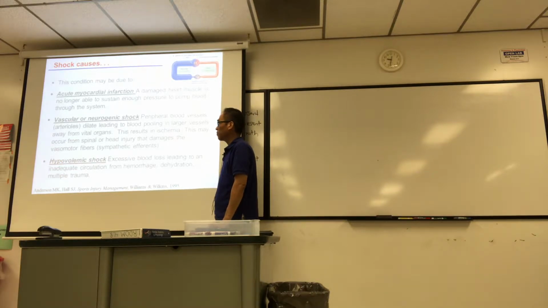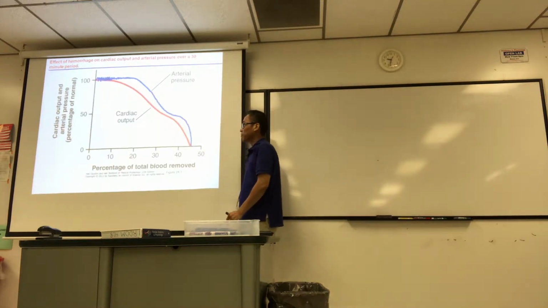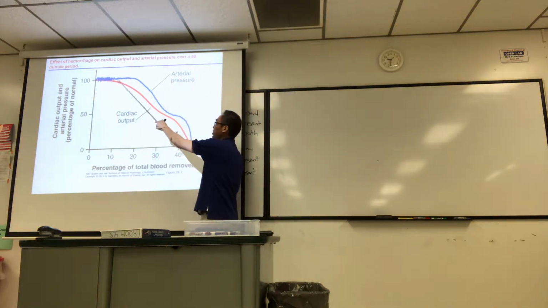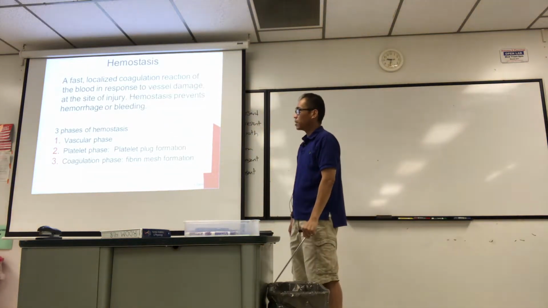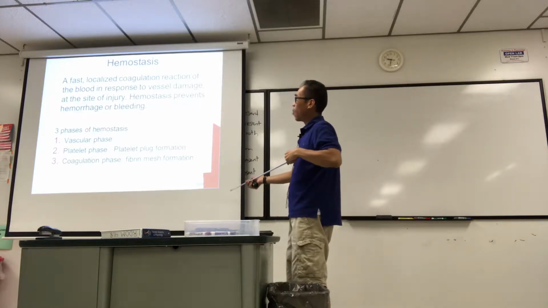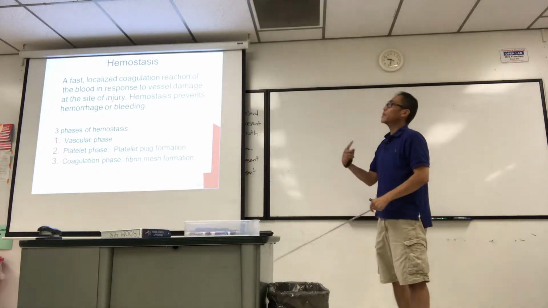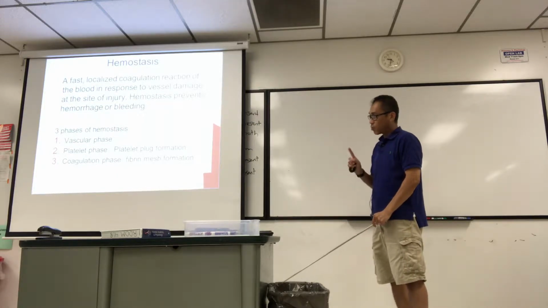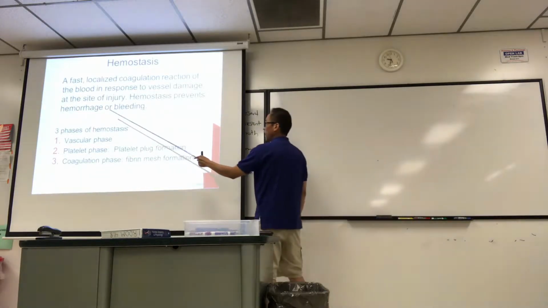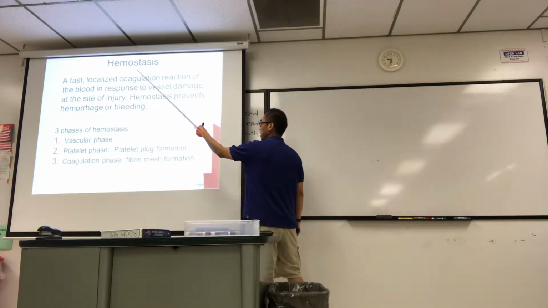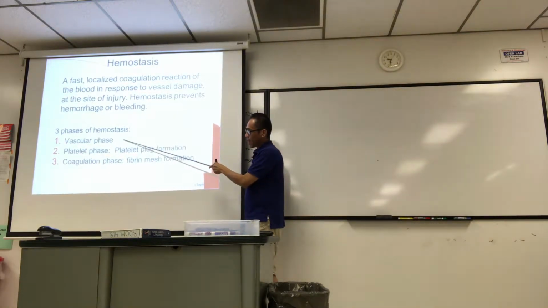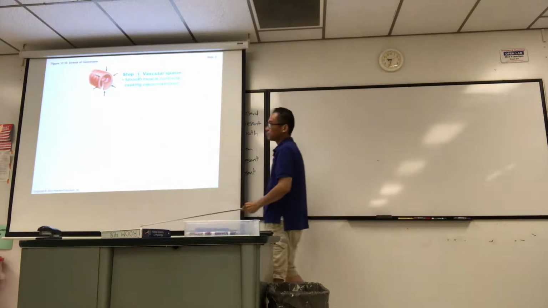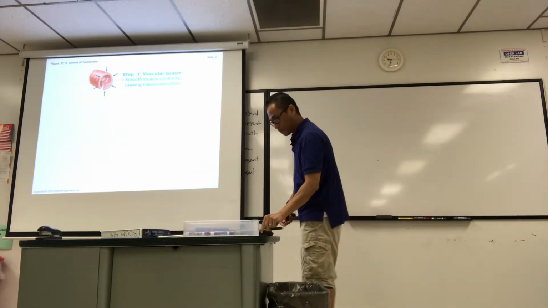We talked about this slide before, and I'm not going to reteach it, but you understand that if the bleeding doesn't stop, eventually arterial pressure drops along with cardiac output. So this is kind of why we study hemostasis, which is a fast coagulation reaction of blood in response to vessel damage. And you want this coagulation or hemostasis to occur at the site of injury. The whole process of hemostasis ends with the coagulation phase, but it may be preceded with a vascular phase or a platelet phase. So I wanted to define all the phases that can prevent shock and bleeding.